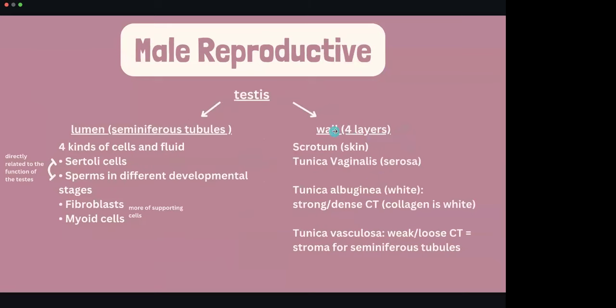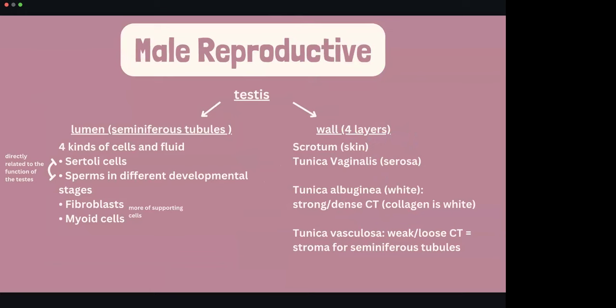So, how Dr. Annie described this is that the testis is divided into two structures, the wall and the lumen. There's no lumen, so she meant the seminiferous tubules. The wall has four layers: the scrotum, the tunica vaginalis, the tunica albuginea, and the tunica vasculosa. The scrotum is the skin. The tunica vaginalis is serosa.